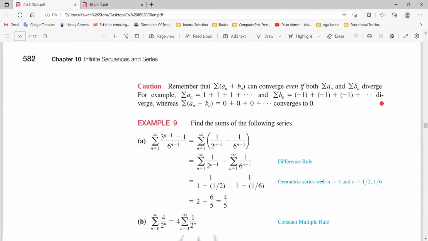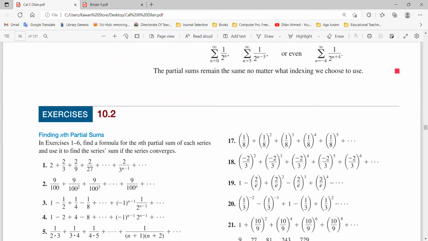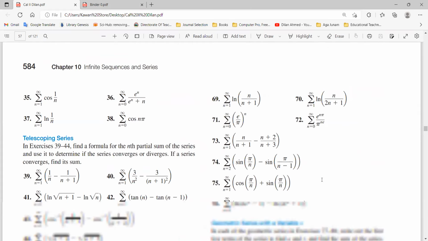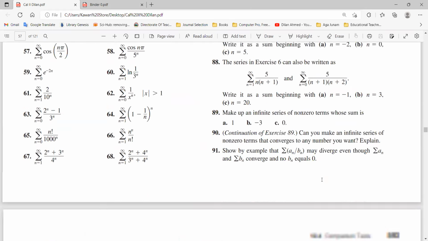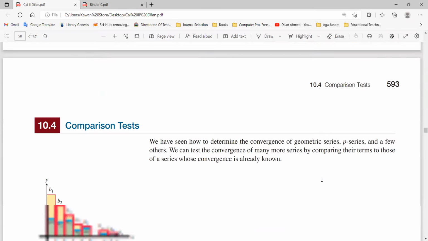Before that, section 8.3. You can see there is no 10.3 here, because in 10.3 we have just two important things. So I'm going to mention it here, because later we are going to use the comparison test. In 10.3, we just mention two things.